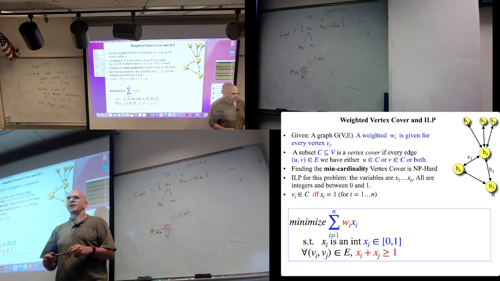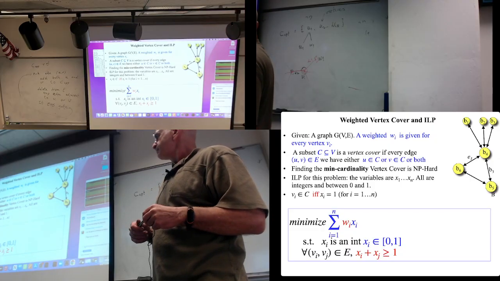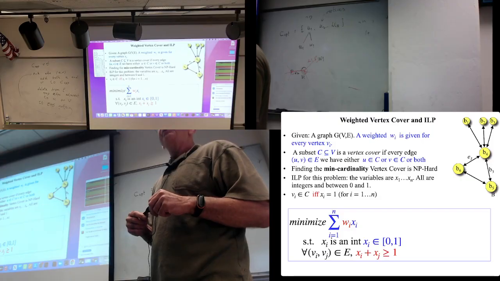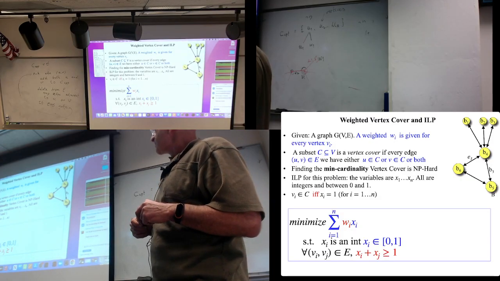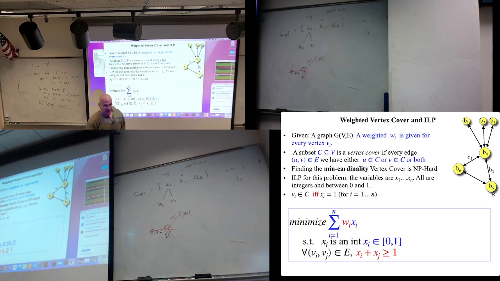So let's change the game by a tiny bit. Beautiful, beautiful example. Let's change the game a bit. Now every vertex has a weight associated with this. Some vertices cost $5, some vertices cost $3, and I want to pick vertices so that I'm getting a vertex cover. And the cost that I paid for the vertices that I bought is as small as possible.